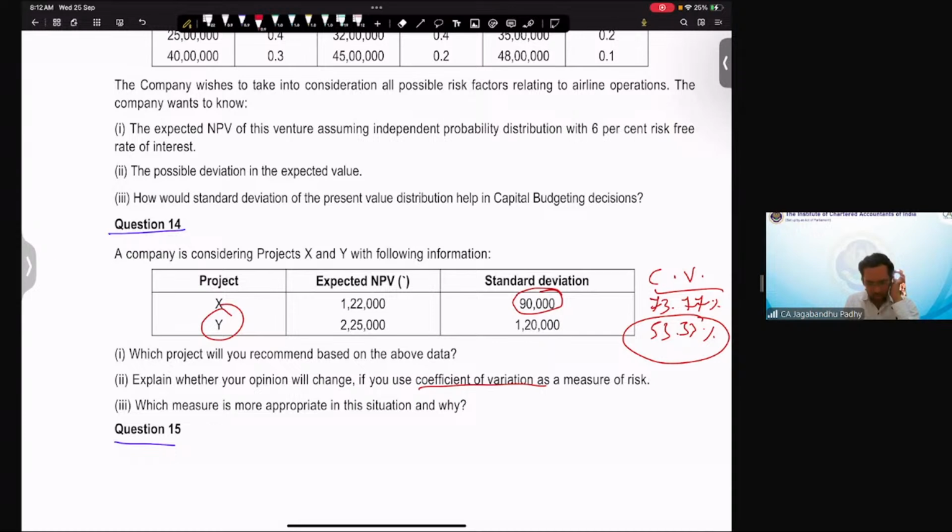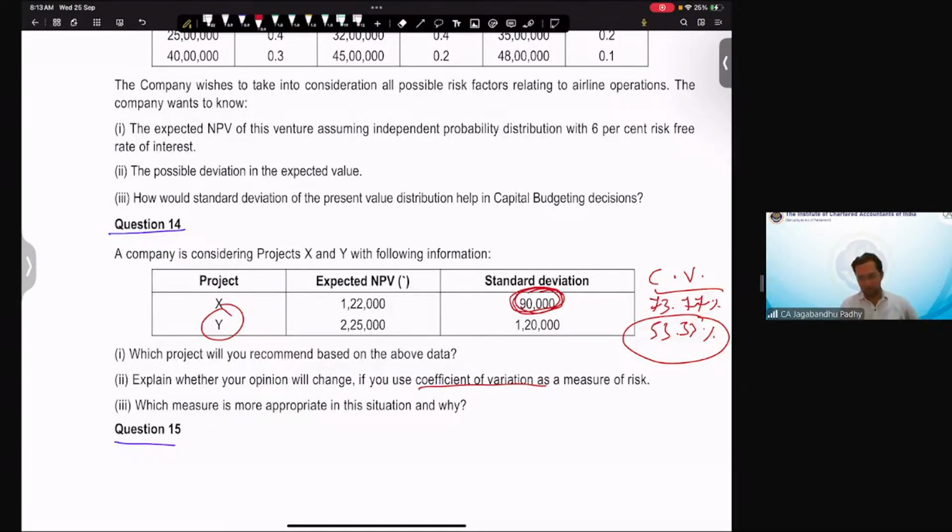Which measure is more appropriate in this situation and why? Because looking at only standard deviation, project X is giving you a better risk value, and coefficient of variation, which is risk per unit of NPV, is lower for Y. So which method should we be really using? Which measure is more appropriate, guys?